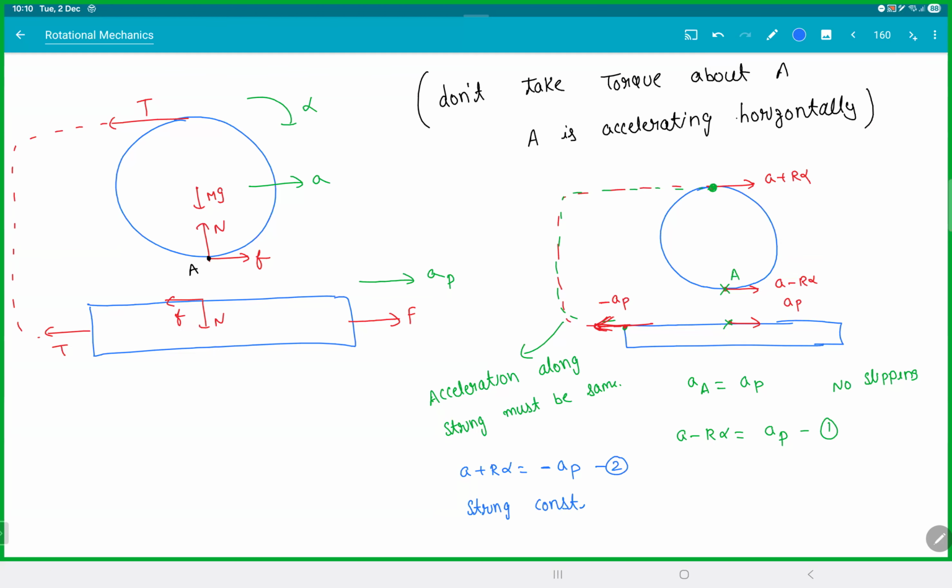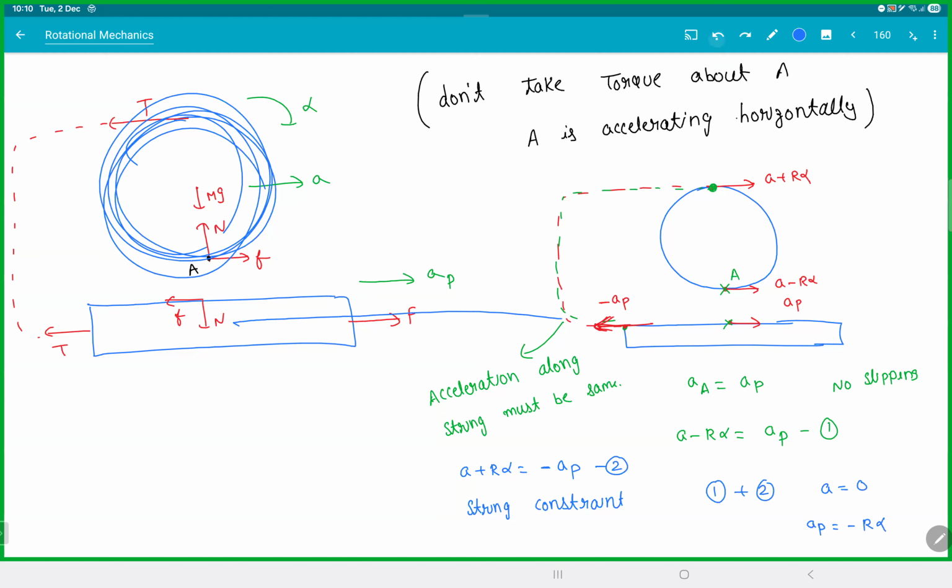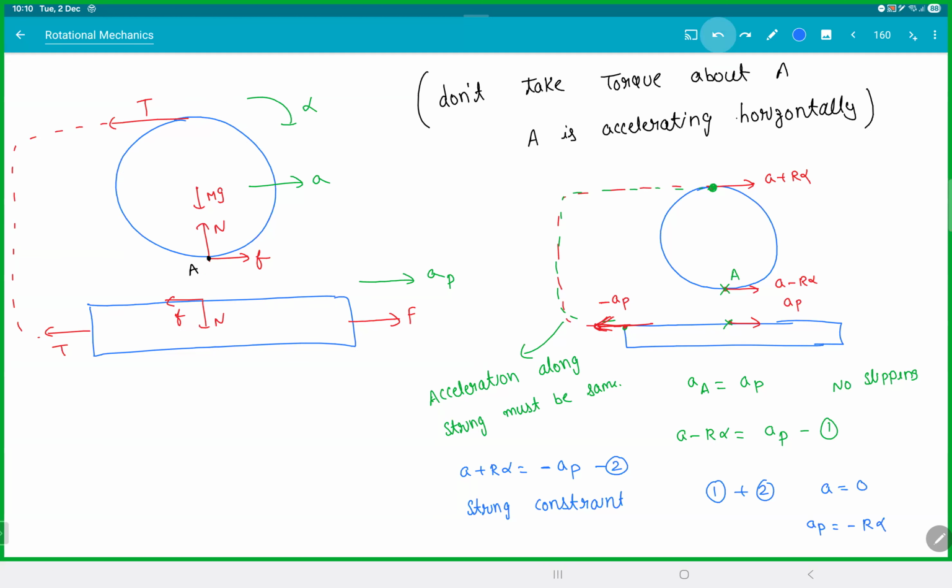And if you notice something, when you add equation 1 plus 2, R alpha will cancel, and AP also will cancel. You'll get A is equal to 0, and you get AP is equal to minus R alpha. The cylinder is not accelerating, meaning the cylinder will stay at the same place and will just keep rotating at the same place, and the plank is going forward. Are you clear with this? Please have a look at the no slipping condition and the string constraint.